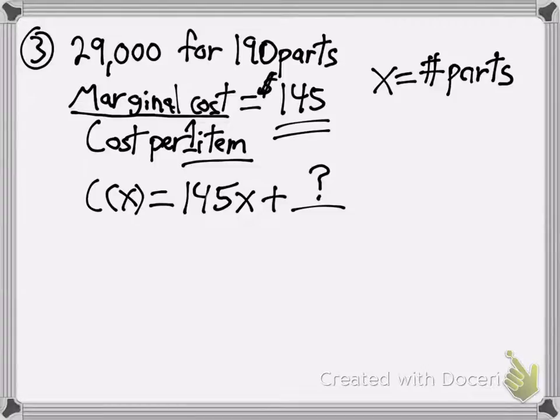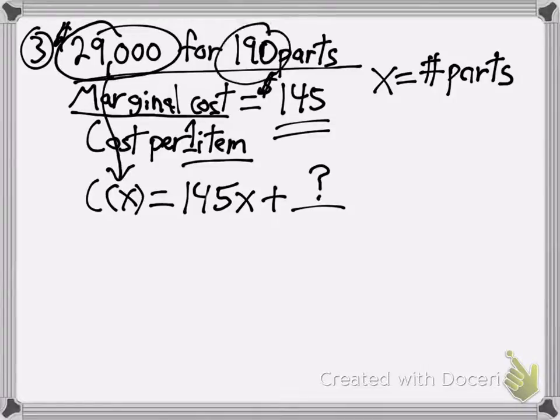So then how do we find out the other part? What are we going to do? Well, 29,000, remember, is the cost. Let's use this. It's got to obviously be up there using those facts, right? Those are the items we haven't used yet. So if it's $145 per part, then wouldn't it be 145 times 190? Yeah, that's right.